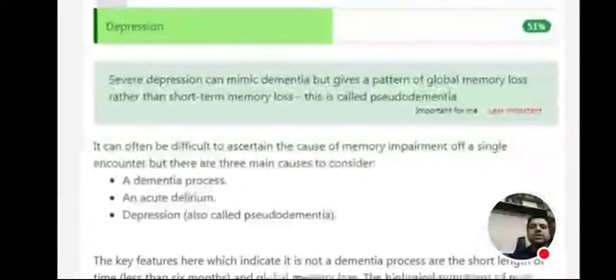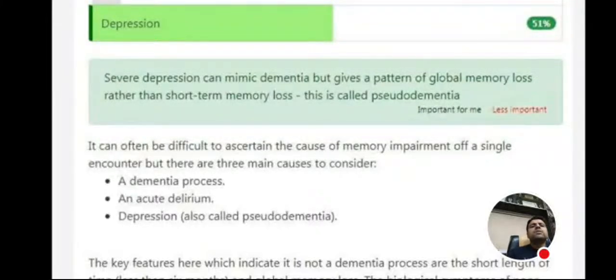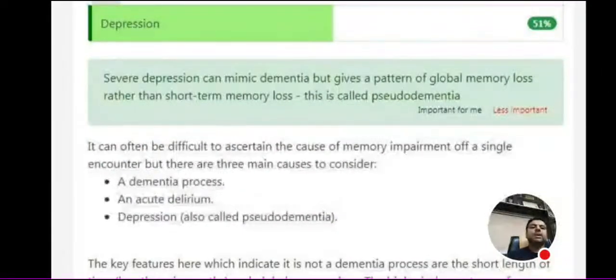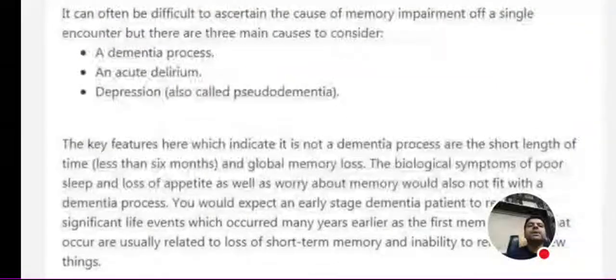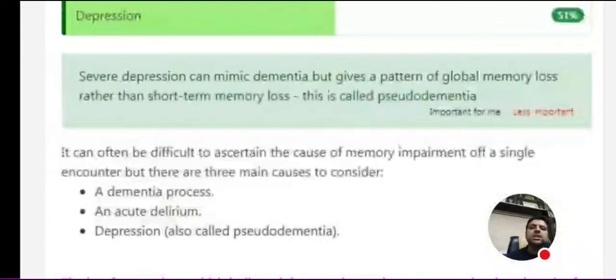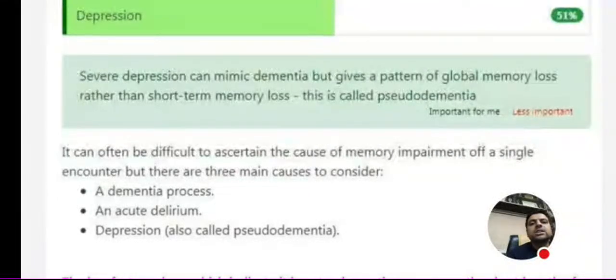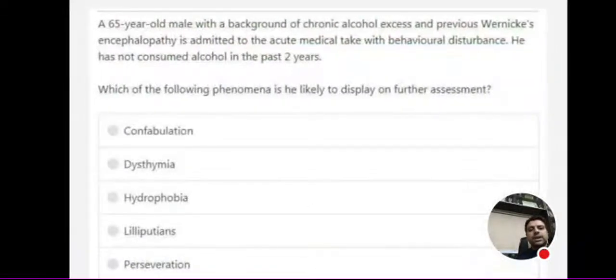So the answer here is depression. Let's discuss. Severe depression can mimic dementia but gives a pattern of global memory loss rather than short-term memory loss. This is called pseudodementia. It can often be difficult to ascertain the cause of memory impairment in a single encounter, but there are three main causes to consider: a dementia process, acute delirium, and depression, also called pseudodementia. Understand? Depression, also called pseudodementia. Why? Because there is no short-term memory loss. So global memory loss in pseudodementia is seen in depression. Okay. Next question.